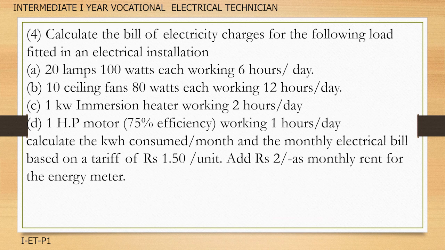Fourth question. Calculate the bill of electricity charges for the following load fitted in an electrical installation. 20 lamps of 100 watts each working 6 hours per day. 10 ceiling fans of 80 watts each working 12 hours per day. 1 kilowatt immersion heater working 2 hours per day. 1 HP motor, 75% efficiency, working 1 hour per day. Calculate the kWh consumed per month and the monthly electricity bill based on a tariff of 1.5 per unit. Add 2 rupees as monthly rent for the energy meter.